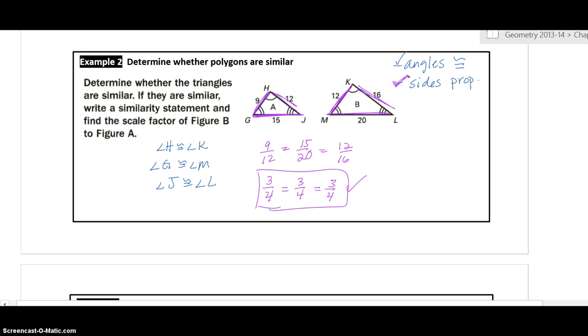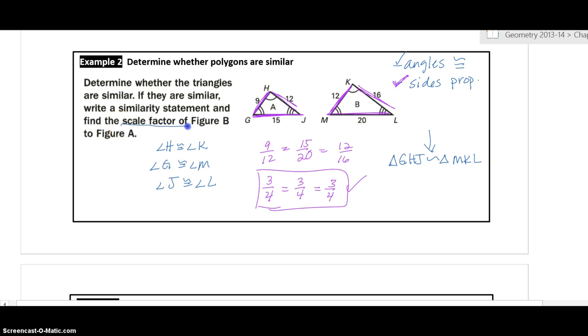So we do have similar triangles, so we can write a similarity statement. A similarity statement is like this. Triangle GHJ is similar to triangle MKL. Kind of like a congruence statement, but we're using the similarity symbol instead of congruence.